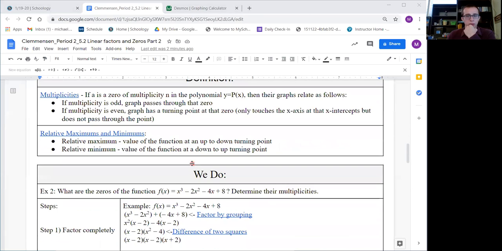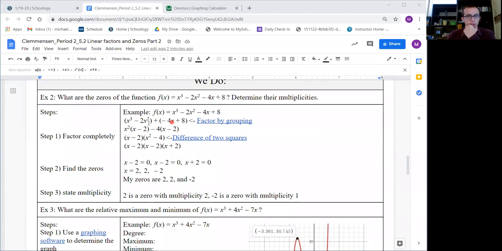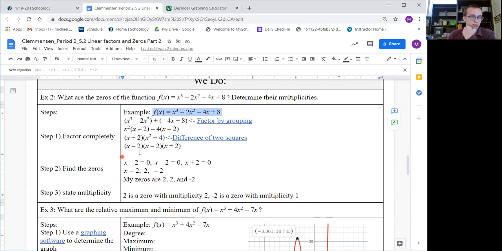So let's go down to our problem for multiplicity. We'll talk about this one right here. This is more of the problem that you will see that'll ask you for multiplicity. They'll be given some function, usually something like this. Then you'll have to factor it first.